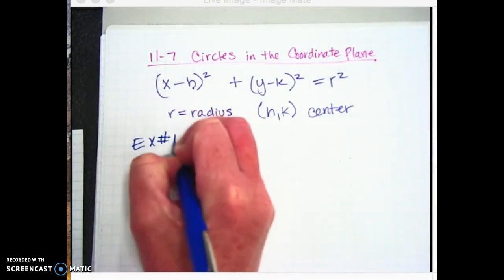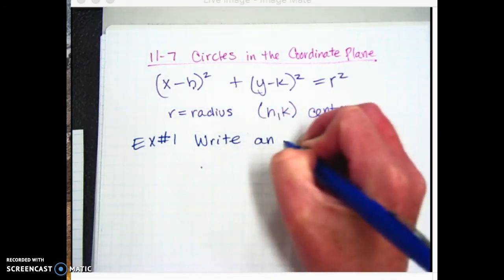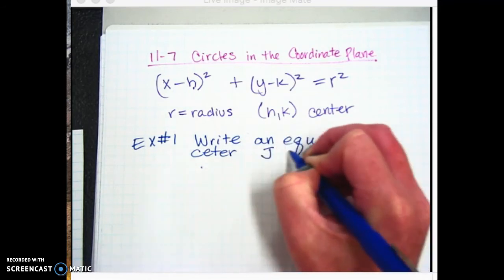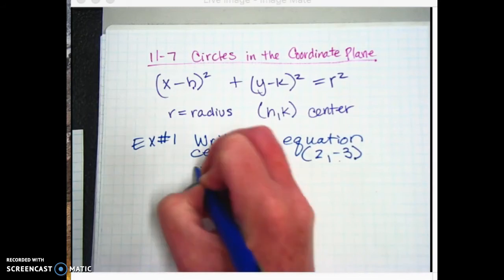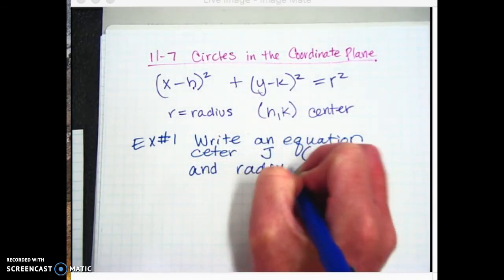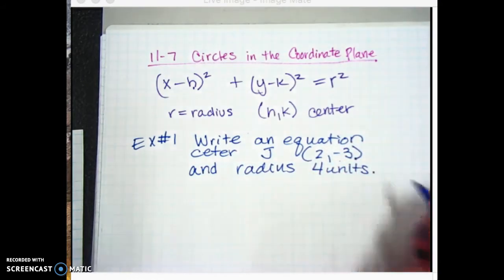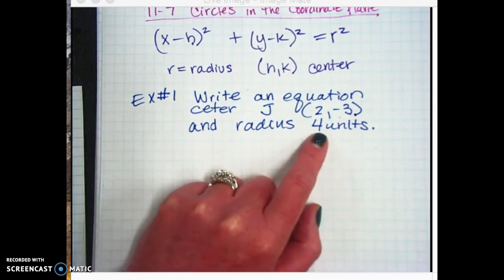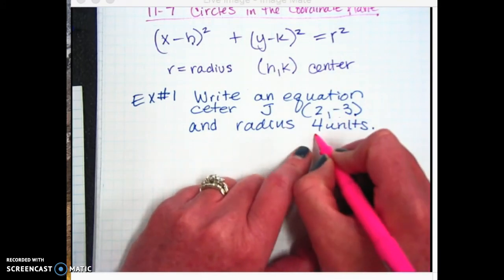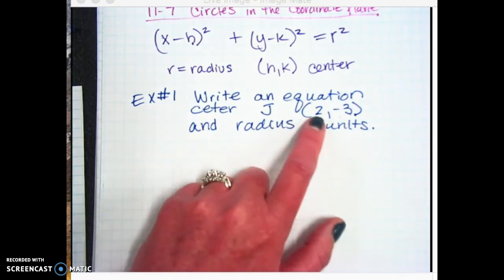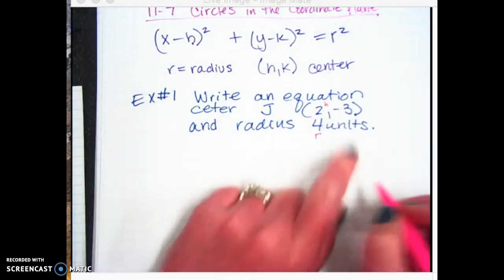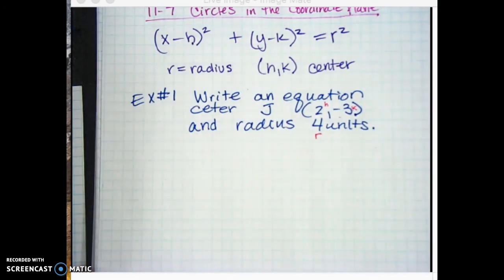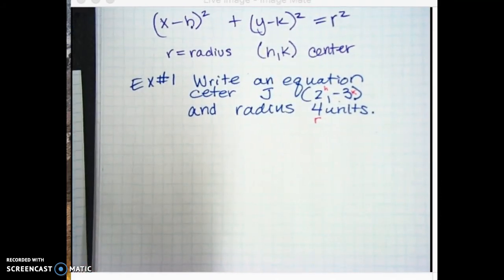All right, example number 1, we're going to write an equation whose center is going to be at J, which is right around there, (2, -3), and has a radius of 4 units. We already said that the r is going to be the radius. So underneath this 4, I'm going to write an r. And then wherever the center's at, the first number is going to be the h, and the second number is going to be the k. Okay? Yeah? In your foldable? Probably the top. It doesn't really matter where.